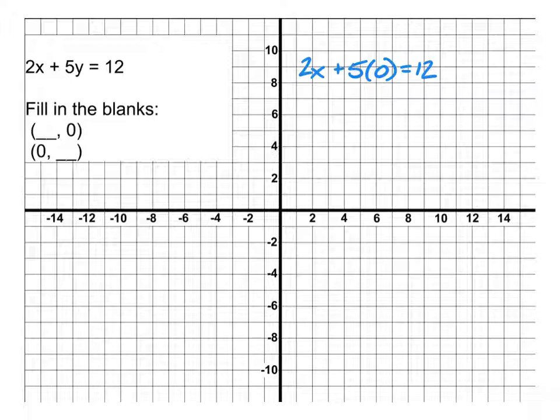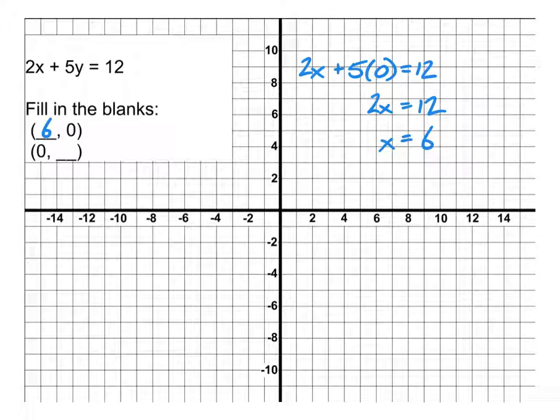Now you notice the nice thing about plugging 0 in is it makes the math really fast and easy from here. Because 5 times 0, of course, is going to be 0. So really, it just boils down to 2x equals 12. And if 2x equals 12, then we know that x is going to equal 6. So that's what this first blank is. It tells me that that first point there is going to be at 6, 0.